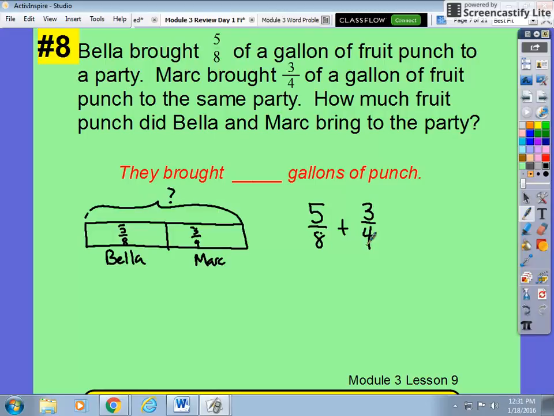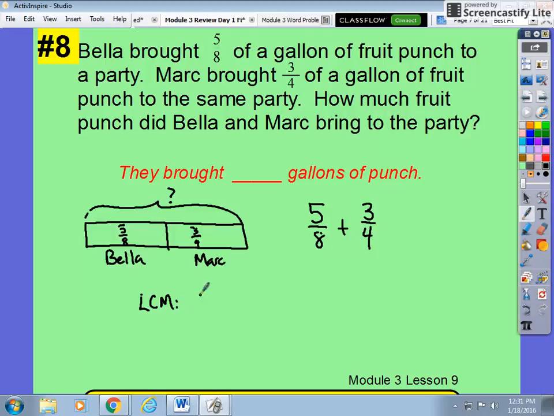First thing I ask myself, can I add them? Do they have a common denominator? No. I need to find one. So remember, we talked about doing your work off to the side. I can think about my least common multiple, because if I can find my least common multiple, that will give me my least common denominator.